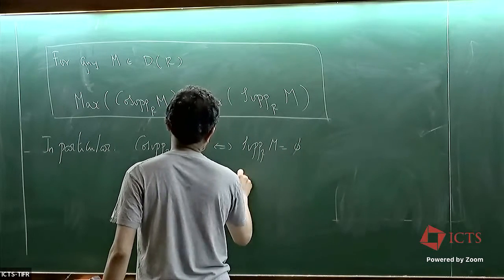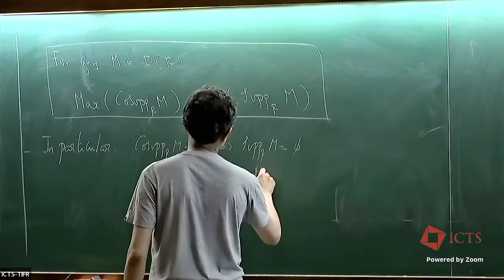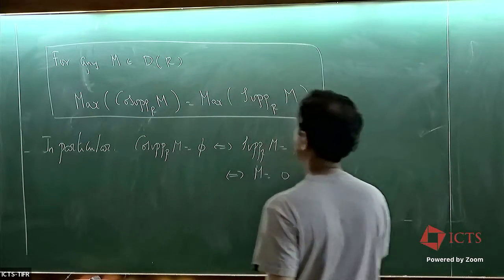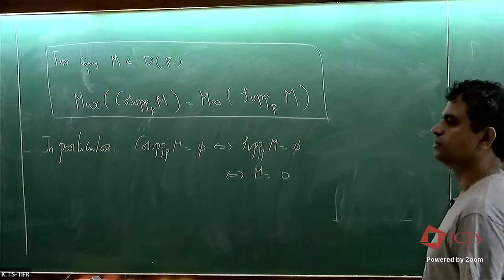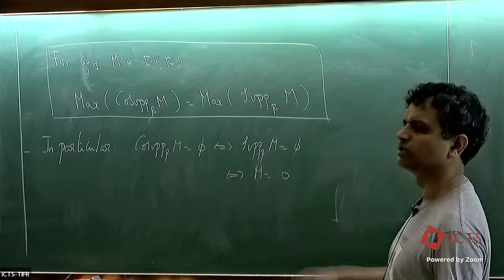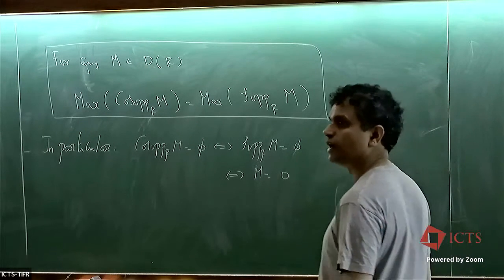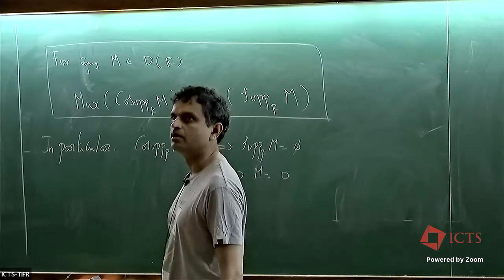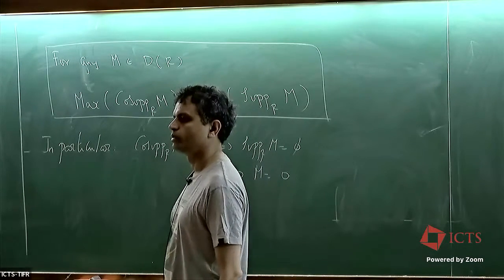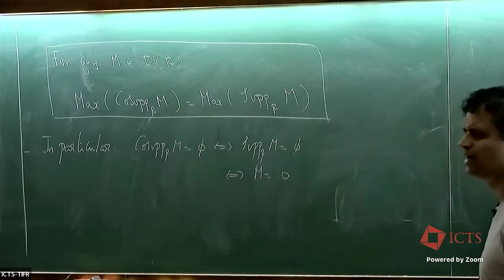And this happens, so for supports, we know this happens only if M is 0. So the co-support also detects non-zero objects. So this is called the co-support detection theorem. So this is sort of an important thing. Co-support of any non-zero object has to be non-empty. Right? Any questions so far?